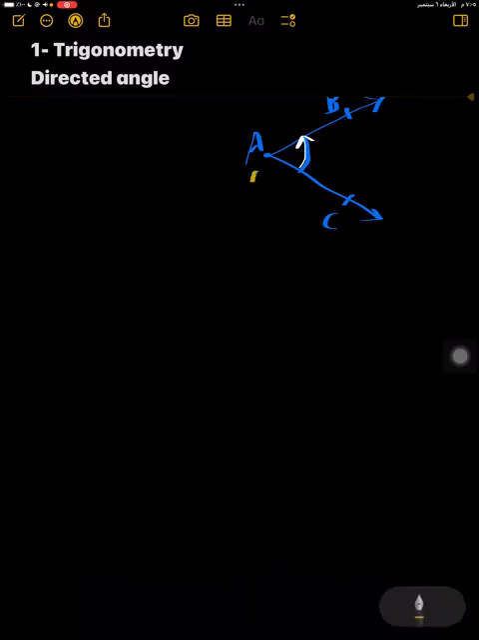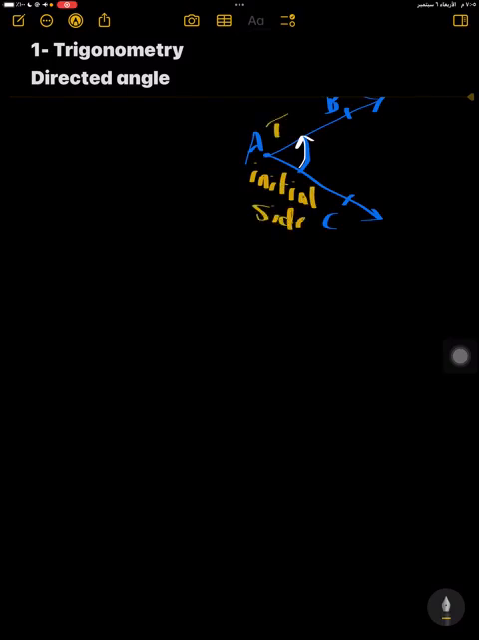AC is called initial side of directed angle. Initial side. And this arrow is going to AB. So AB is called the terminal side of directed angle. So the direction of the angle is from initial side to the terminal side.